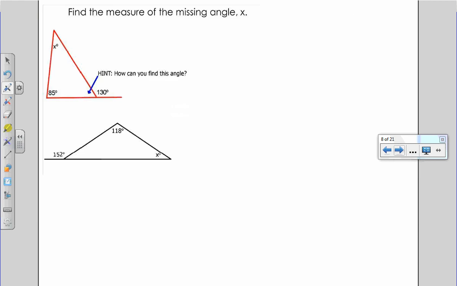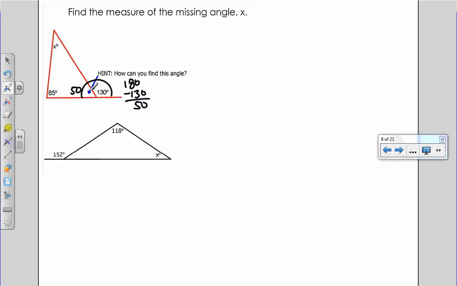So we got some more angle problems here. Find the measure of the missing angle x. And it says, hint, how can you find this angle here next to 130? Well, you should be able to tell me that these two angles are a linear pair, or at least that they are supplementary, which means that they add up to, what's the magic number? 180. So 180 take away 130 will give me that missing portion.